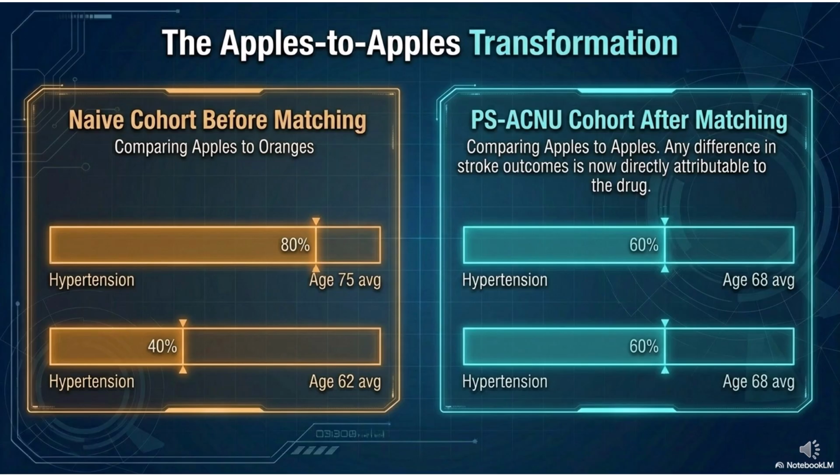But after propensity score, active comparator, new user matching, or PSACNU matching, the cohorts become clinically balanced. Now, both groups have similar ages, similar hypertension prevalence, and comparable baseline risk profiles. At this point, we are finally comparing apples to apples. That means differences in stroke outcomes are far more likely to reflect the treatment effect itself rather than baseline patient imbalance. This is why modern comparative effectiveness research, or CER, relies heavily on careful cohort construction and matching strategies. The quality of the comparison is often more important than the sheer size of the database.